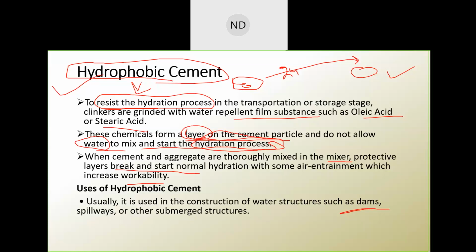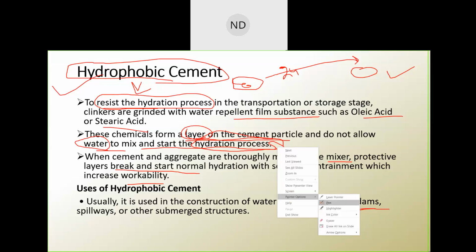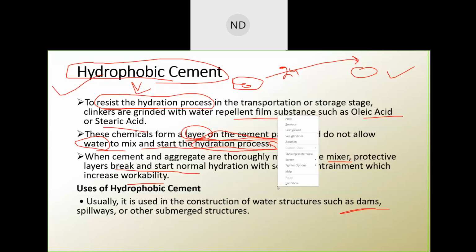Suppose you have the cement on the side, the water on the side, and the aggregates also. When you are working on a dam, you construct half a part, then again the next day you continue, and your construction continues until the entire dam is complete. On one day it is not possible to construct a dam.